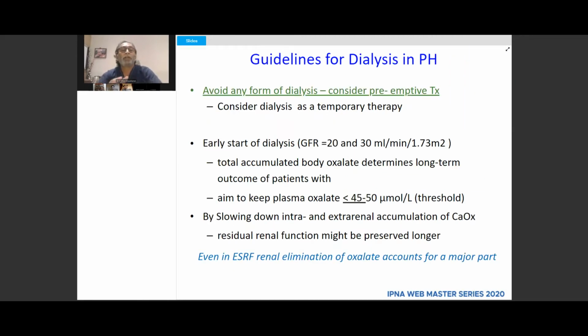So any form of dialysis should be avoided as much as possible, and you should always consider preemptive transplant and consider dialysis only as a temporary therapy. Early start of dialysis when the GFR is around 20 to 30 ml may probably decrease the total body oxalate accumulation, and the aim is to achieve plasma oxalate less than 45 to 50 micromoles per liter. When you do this, it can slow down the intra and extra-renal accumulation of calcium oxalate, and the residual renal function may be preserved longer.